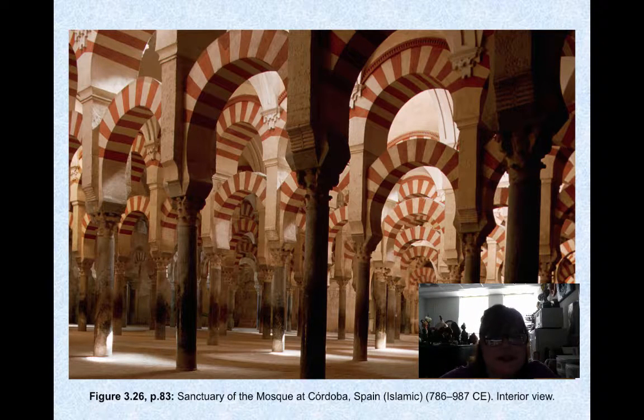What's interesting, if you look at the columns at the bases of those arches, the columns are all a little bit different, because when they were building the mosque, they were taking columns away from other works of architecture. So sometimes they're not necessarily the same kind of column, but the arches are definitely a beautiful repetition.